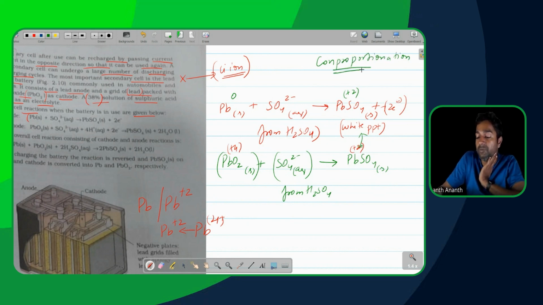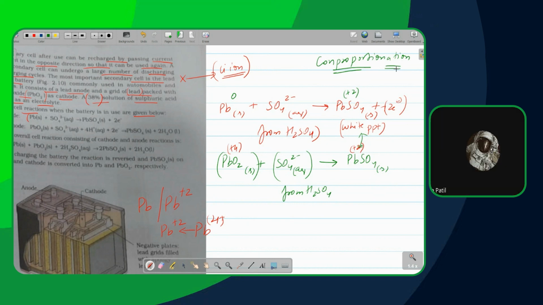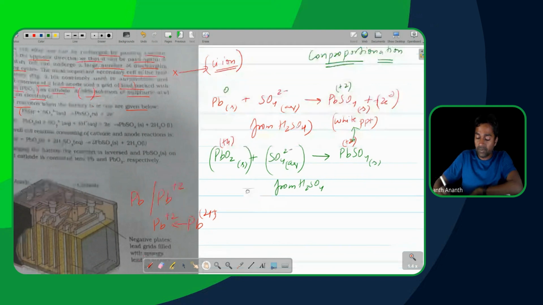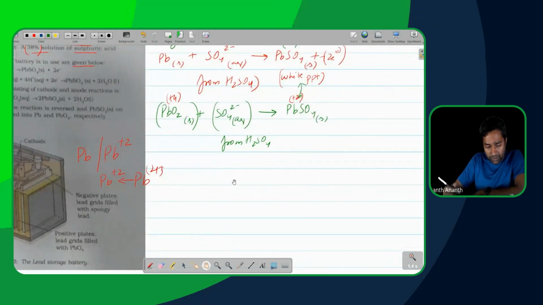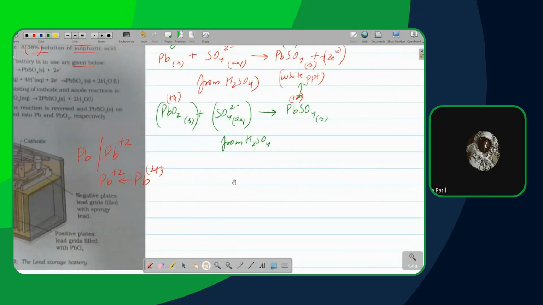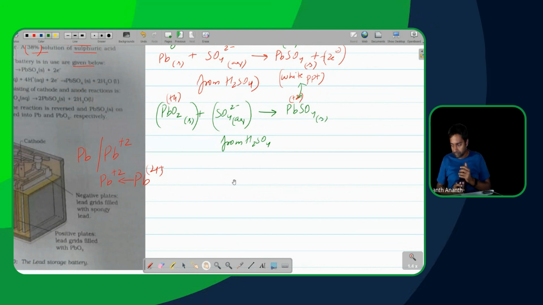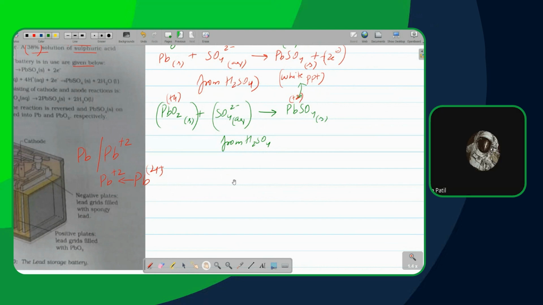You're familiar with disproportionation, yes, Kana? Oh, yeah. You're familiar with disproportionation or not, beta? Disproportionation. Haan. Haan. Theek hai.